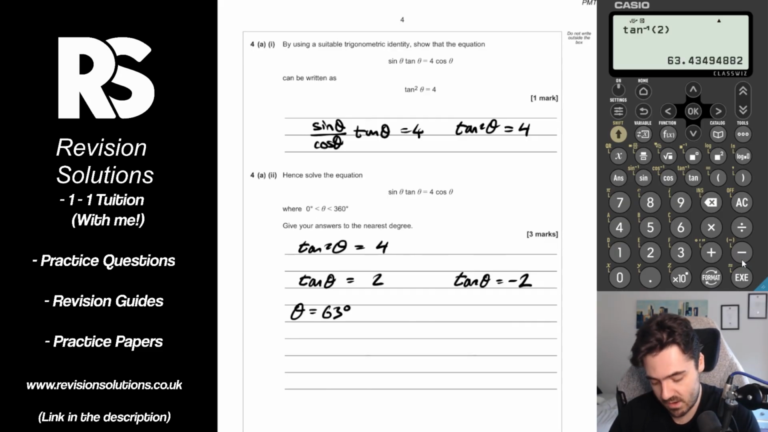So the tan graph repeats every 180 degrees. So I can add 180 to this and get another solution, which would give me 243 degrees to the nearest degree.